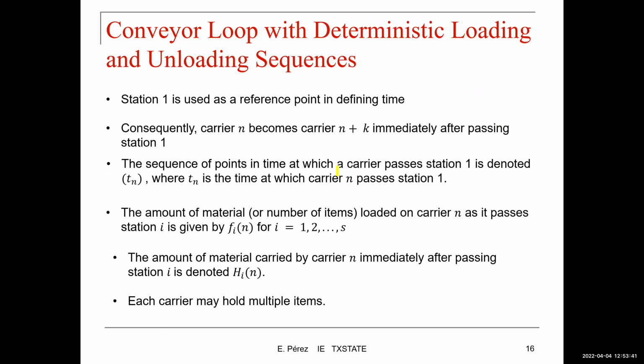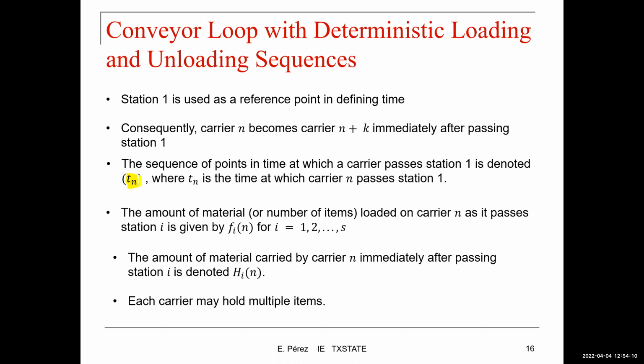Okay, so after passing this reference point one time, you're going to know that you have passed that station this many units of time. The sequence of points in time at which a carrier passes station 1 is denoted as Tn, where Tn is the time at which carrier N passes station 1.